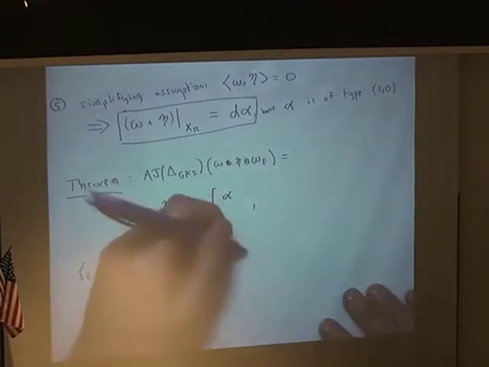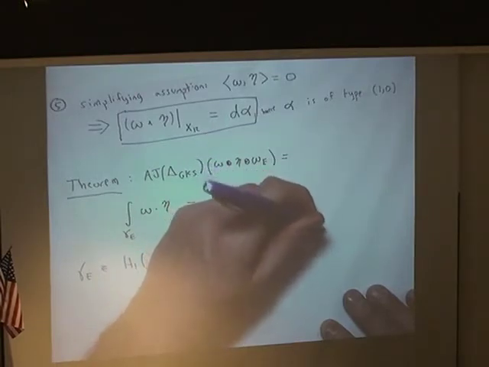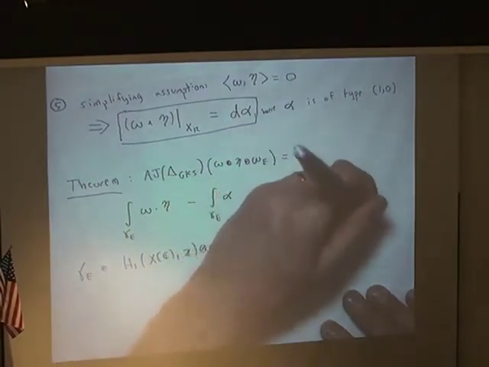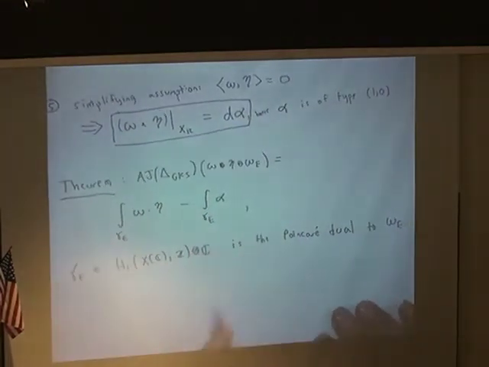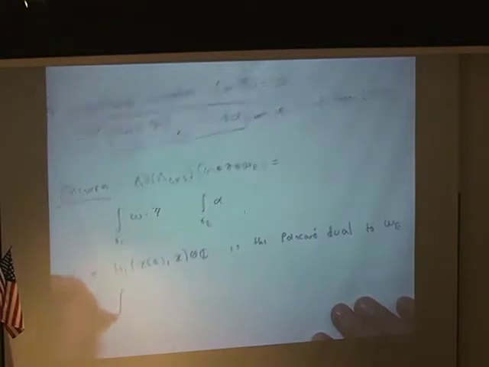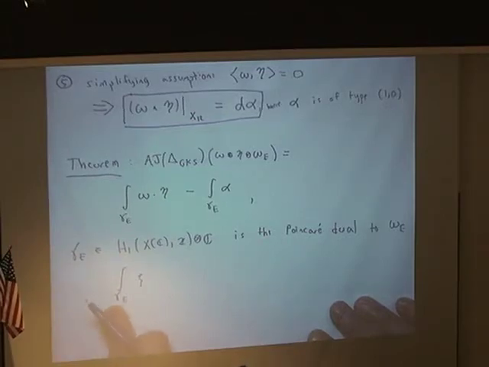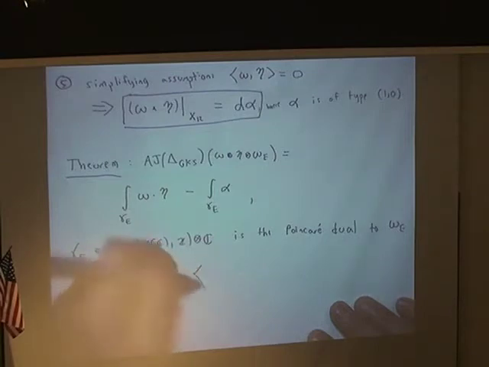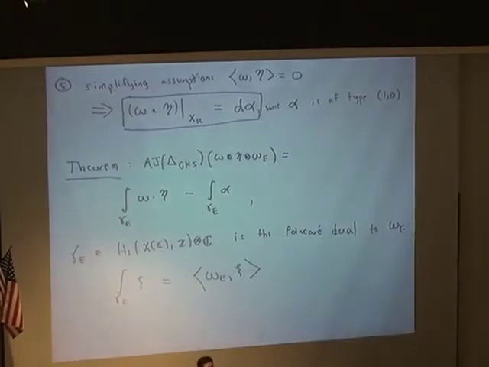This gamma_e is defined by saying that it is the Poincaré dual to the class omega_e. So that's how omega_e enters into the formula. In other words, gamma_e is characterized by the following identity: if I integrate any class xi in H^1 de Rham against this gamma_e, I get simply the Poincaré pairing between omega_e and xi.